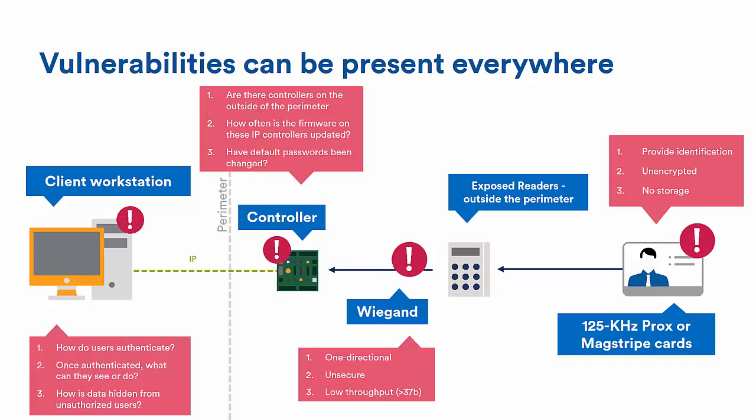Now, there are vulnerabilities at the controller level as well. So ask your customers if there are controllers on the outside of the perimeter, how often the firmware on these IP controllers is updated, and if default passwords have been changed. Additionally, vulnerabilities can exist on the server or at the workstation level. Ask your customers how users authenticate. Once authenticated, what can they see, what can they do, and how is data hidden from unauthorized users. Now, this first module is about cards and readers, so we'll have more time to cover upstream architecture in other modules. So now we know where the vulnerabilities lie, let's find your customers a secure alternative.